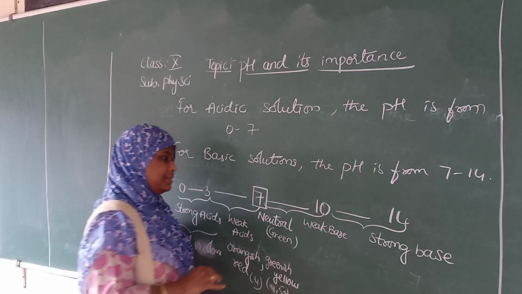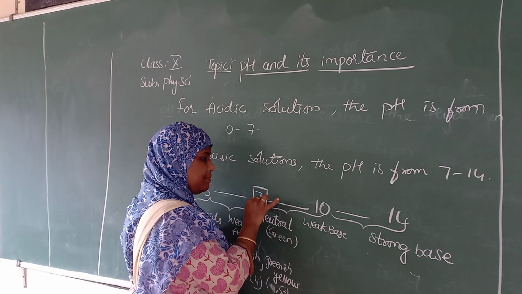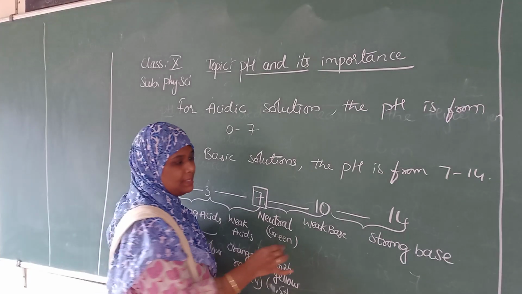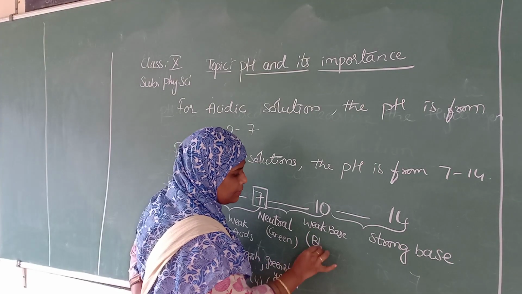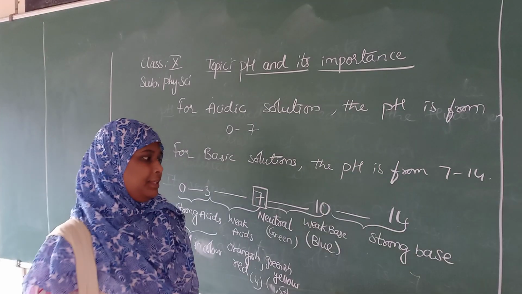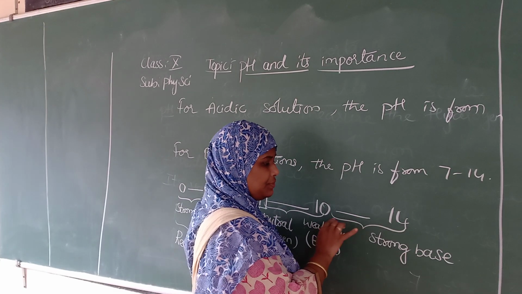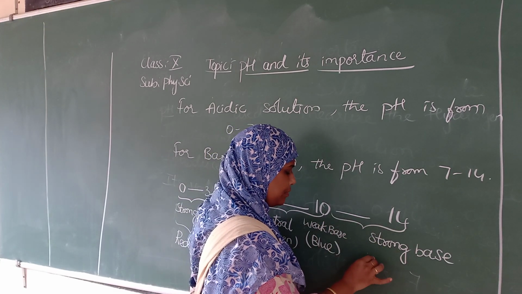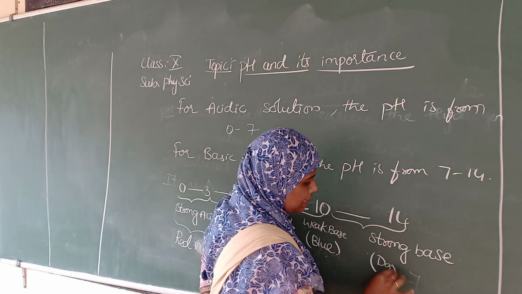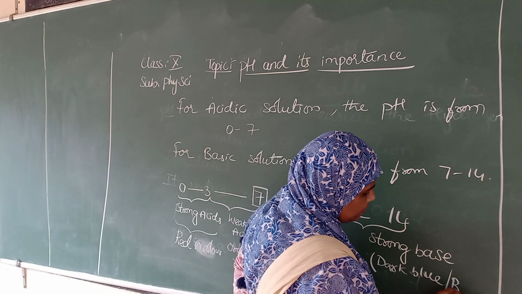Next, for weak bases, where the pH value ranges from 7 to 10, the color of the pH strip is blue. And for strong bases, the pH value ranges from 10 to 14, and the color is dark blue, or it also appears as black.